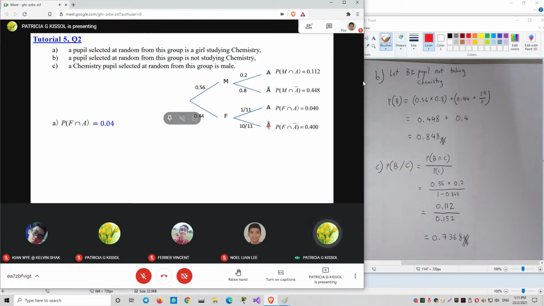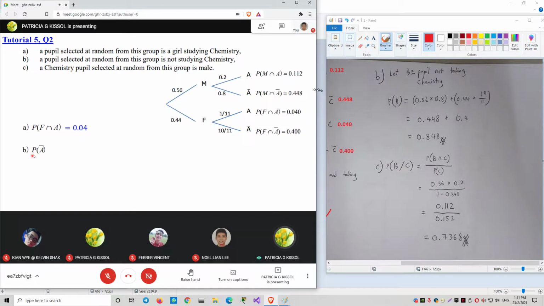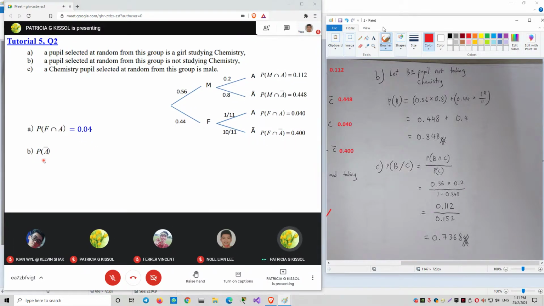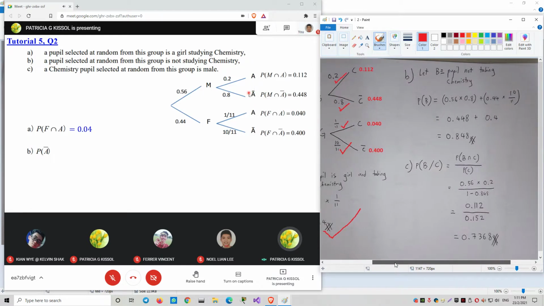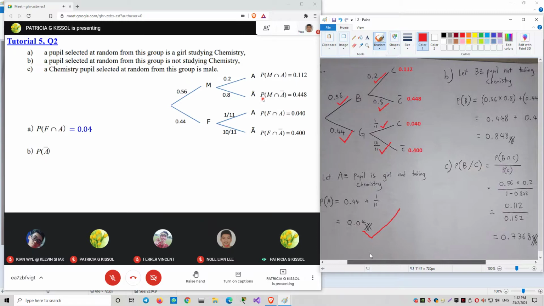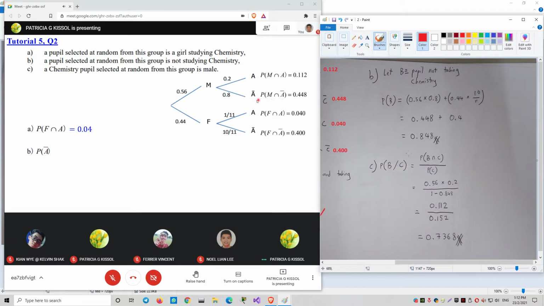So in order to answer part B, what we want is not studying chemistry, because it's not specified of any gender, whether it's a boy or a girl. So it's basically just finding the probability of not A, not studying chemistry. And we solve this by looking at the probability tree, and we focus on the ones that show not A. You see we have not A here that ends with not A. That means the probability of M and not A. And the other one is the probability of F and not A. This is also showing a not A.